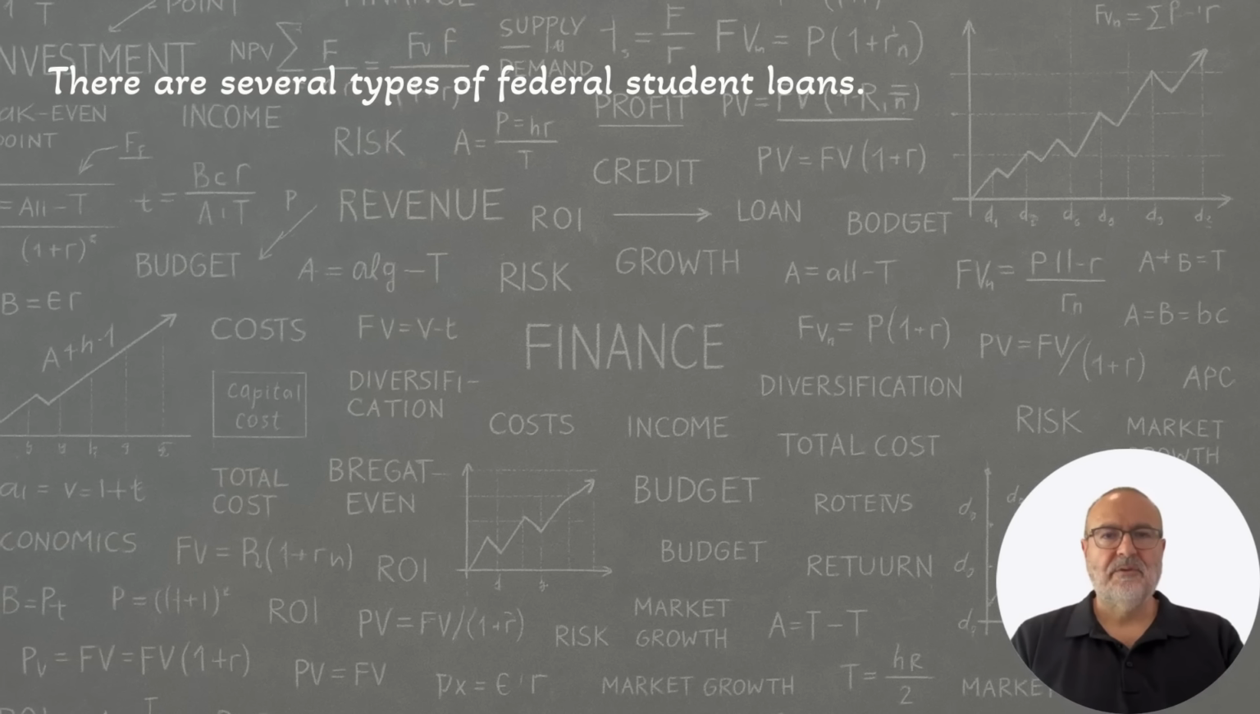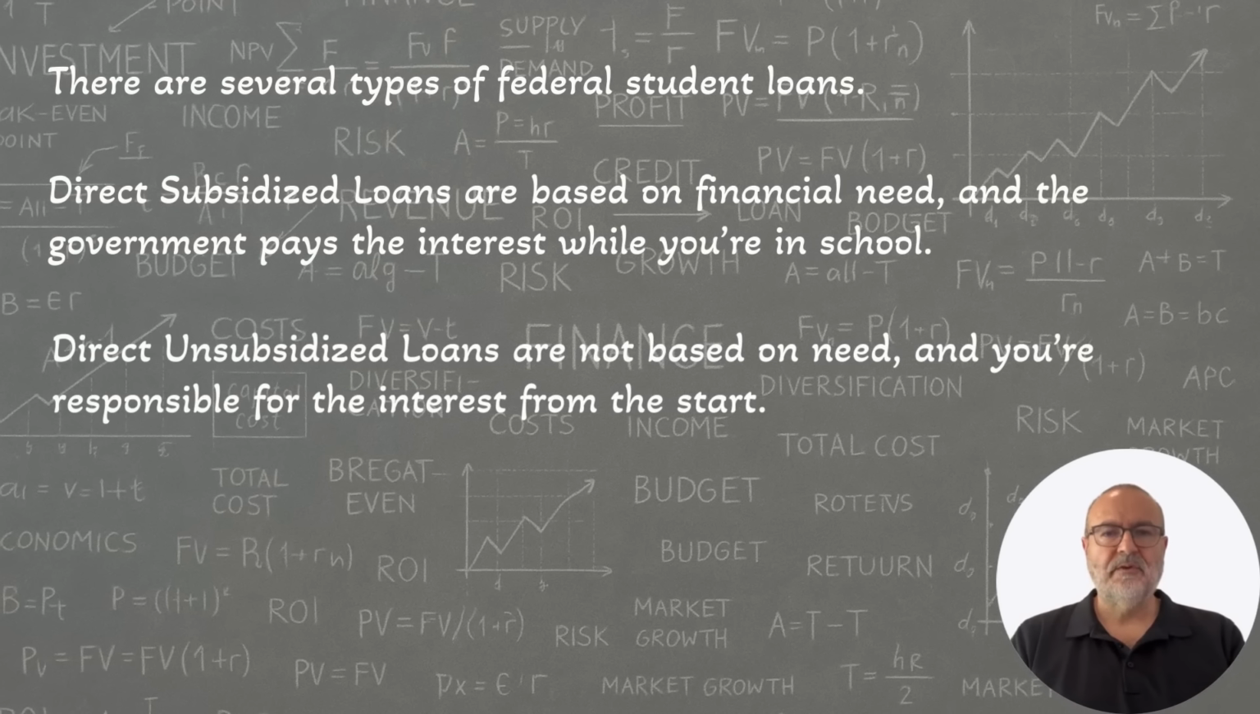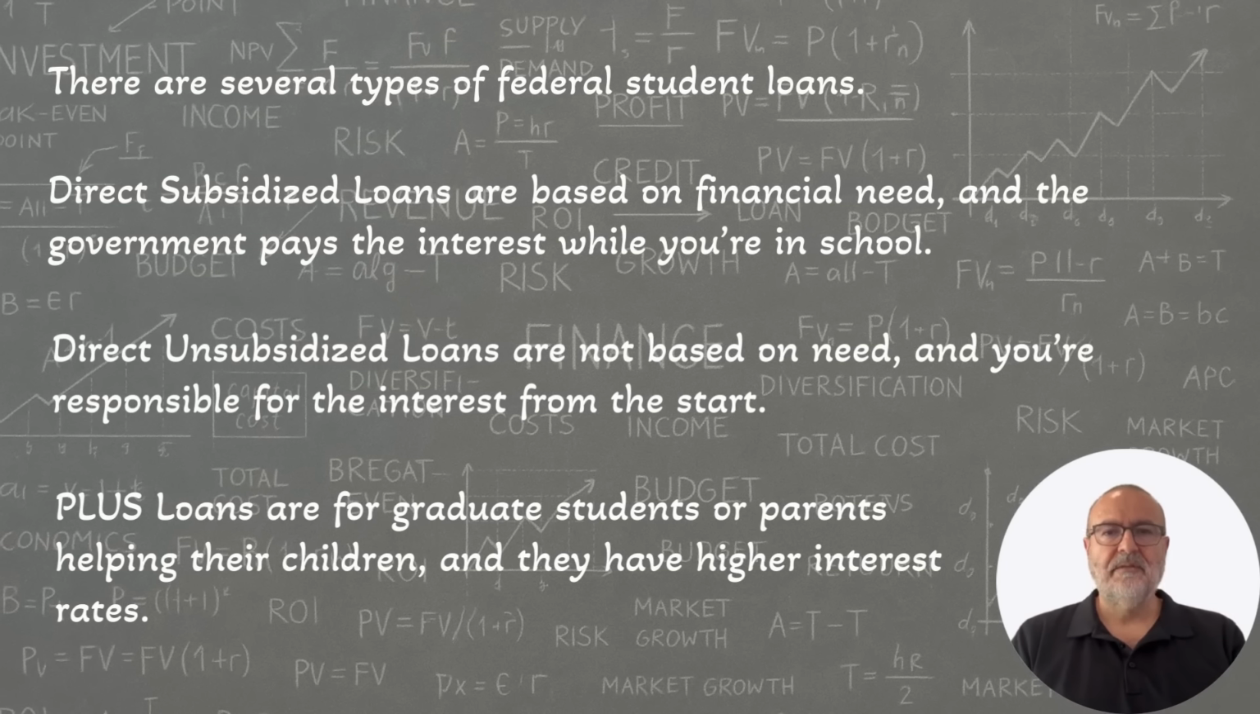There are several types of federal student loans. Direct subsidized loans are based on financial need, and the government pays the interest while you're in school. Direct unsubsidized loans are not based on need, and you're responsible for the interest from the start. PLUS loans are for graduate students or parents helping their children, and they have higher interest rates.